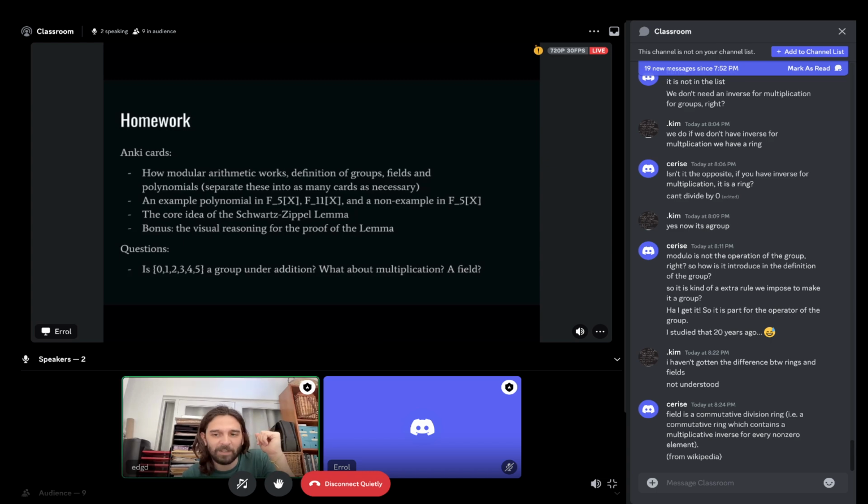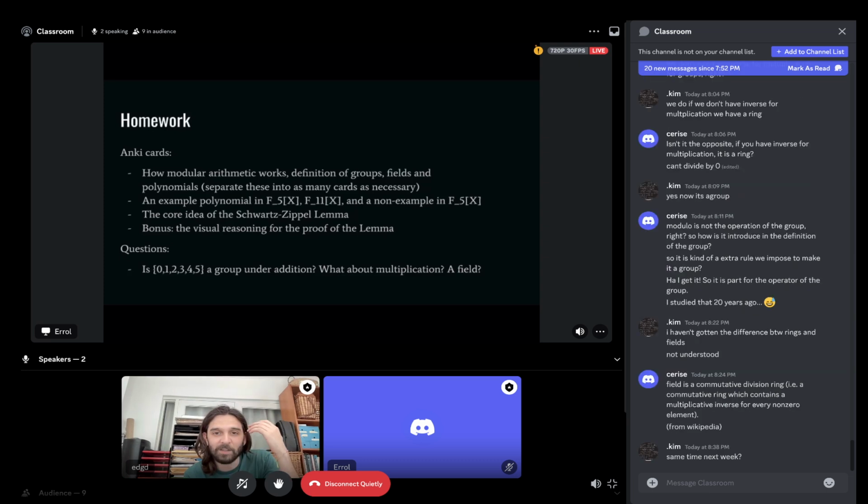Some of the art of Anki and memory is figuring out what to make cards about. If you know something pretty well, maybe you don't need a card, but it's for the things you don't know as well. Like, what are the definitions? What are the rules you need to satisfy in order to be a group? What is a field? What's the difference between a field and a ring? What's the main idea of the Schwartz-Zippel lemma? Anything like this. It would be good for you to go and make those cards.